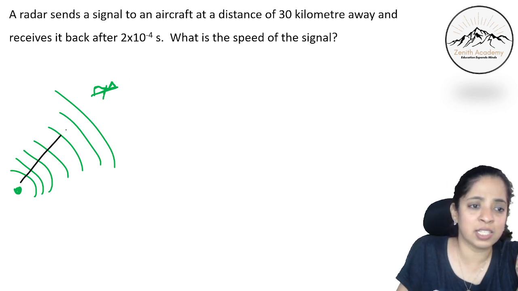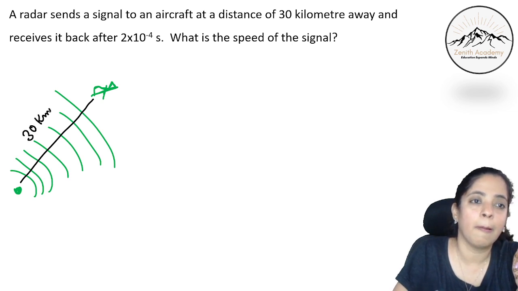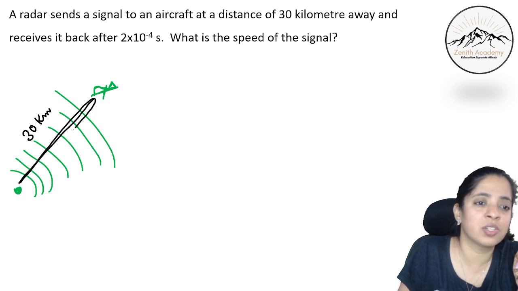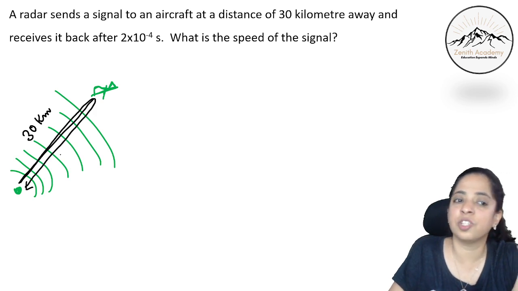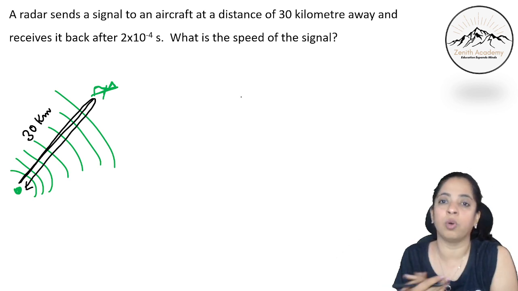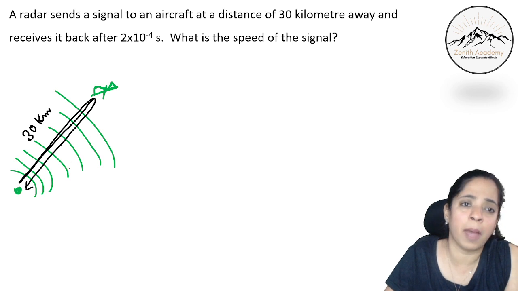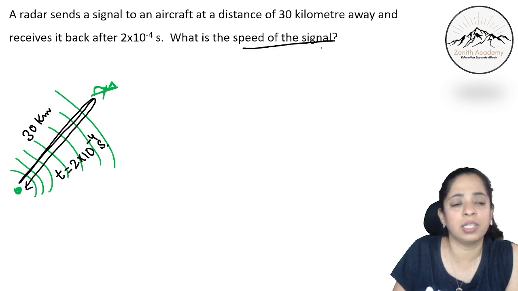Now this is at a distance of, what is the distance? 30 kilometer. And it receives it back. So when it is sending the signal, it is receiving it back, so the distance is 2d. Anyways, we know in radar we have to use echo. It receives it back after 2 into 10 raised to power minus 4 seconds. So time is 2 into 10 raised to power minus 4 seconds. What is the speed of the signal?